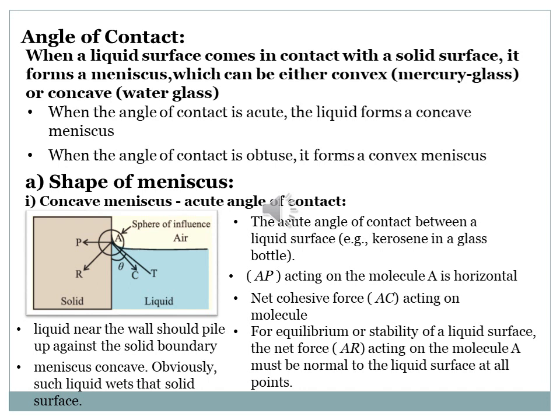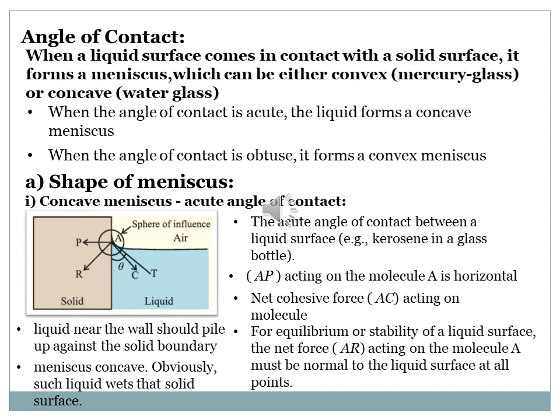As I have said, in this case, the force of adhesion is greater than the force of cohesion. So what happens? All the liquid tries to move towards the solid surface. When they are moving towards the solid surface, they will try to climb up on one another. So as they climb up or pile up against the solid boundary, it looks concave. So the meniscus which is formed at the surface is nothing but concave. And in this case, what happens? The liquid wets the solid surface.